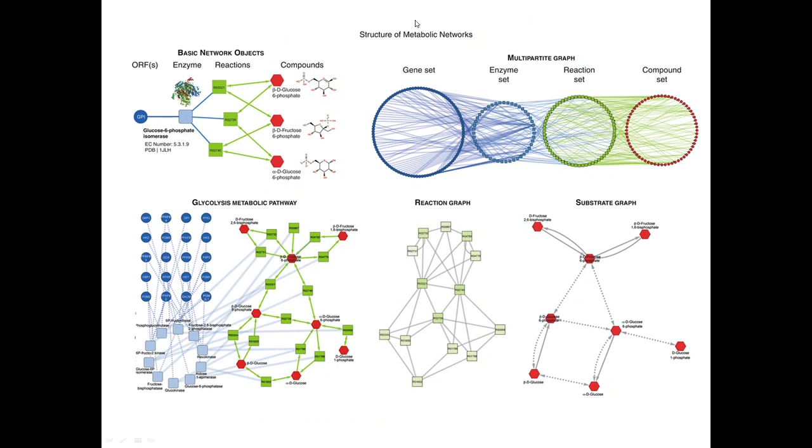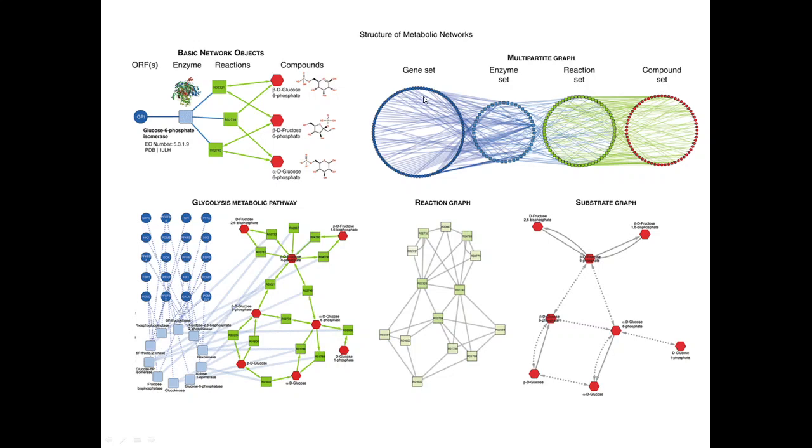So, the structure of the metabolic network. This one is an open reading frame. Here the glucose 6 phosphate isomerase enzyme is there, and the substrate is getting converted into other substrates like beta D glucose 6 phosphate, beta D fructose 6 phosphate, alpha D glucose 6 phosphate. So these are the basic network objects.